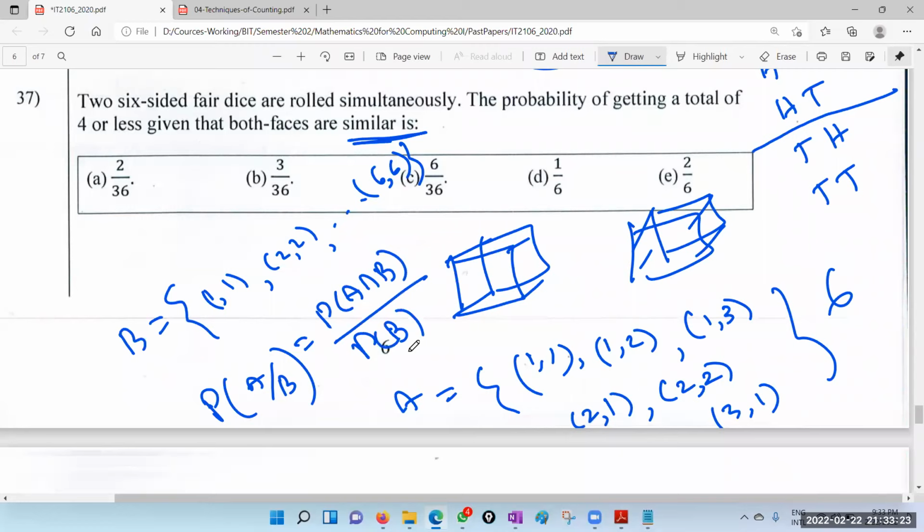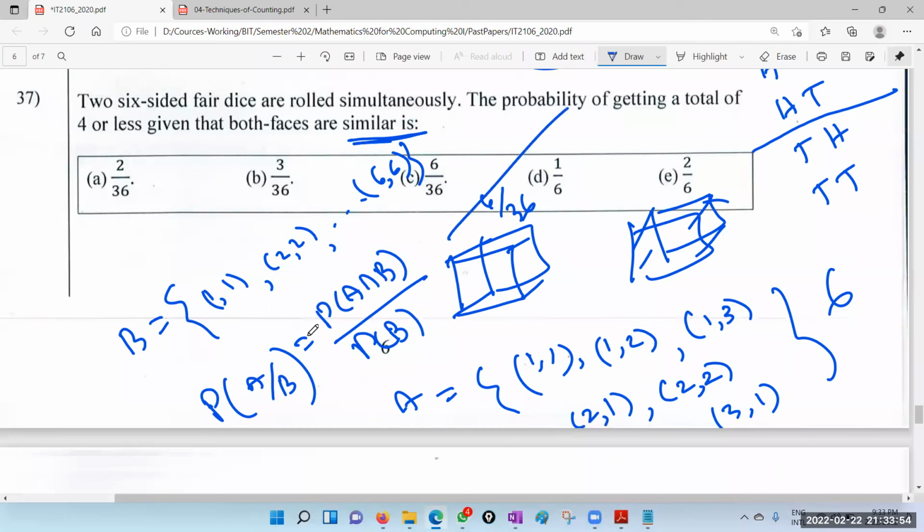So what is the probability of B? Altogether, how many possibilities are there? When we have 6 sides and another 6 sides, 6 into 6, so we have 36 possibilities. What is the probability of B happening? There are only 6: 1 1, 2 2, 3 3, up to 6 6. So the probability of B is 6 divided by 36.